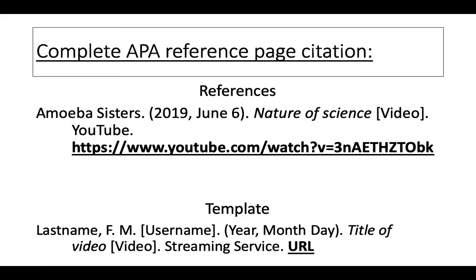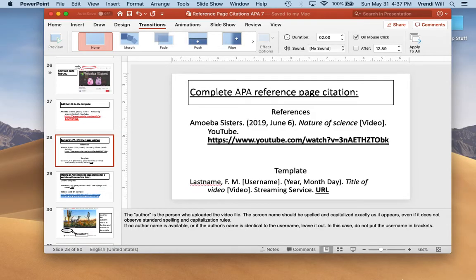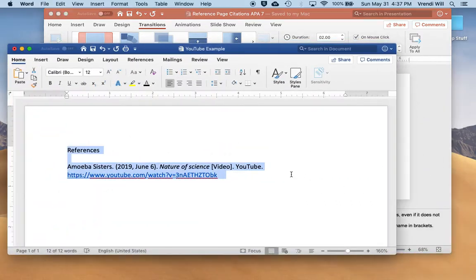So now that I've created the reference page entry, what do I do with it? Well, I've created an example here. And so just a quick reminder, the word references at the top of your reference page should be center justified. Remember that that URL should be written in black, bolded, underlined fonts like this. And remember to use that hanging indent.